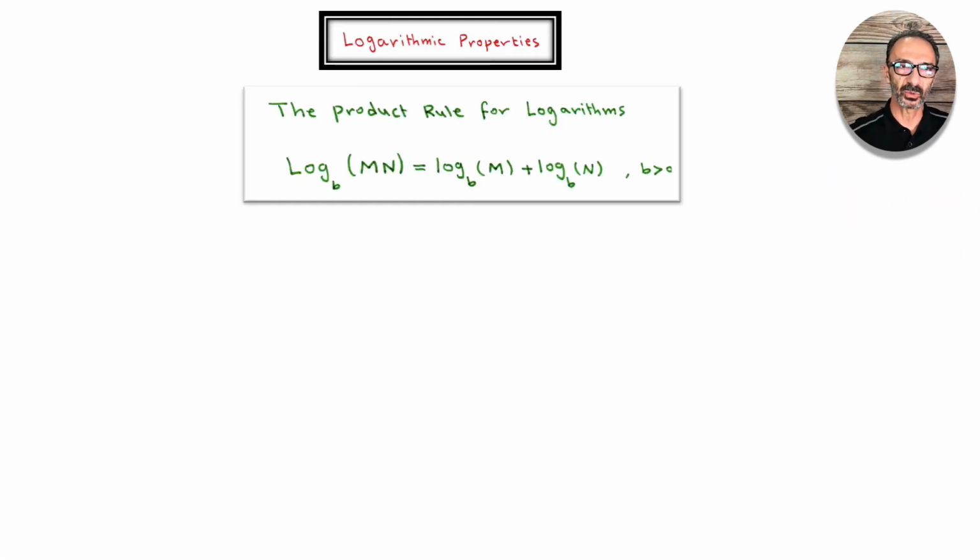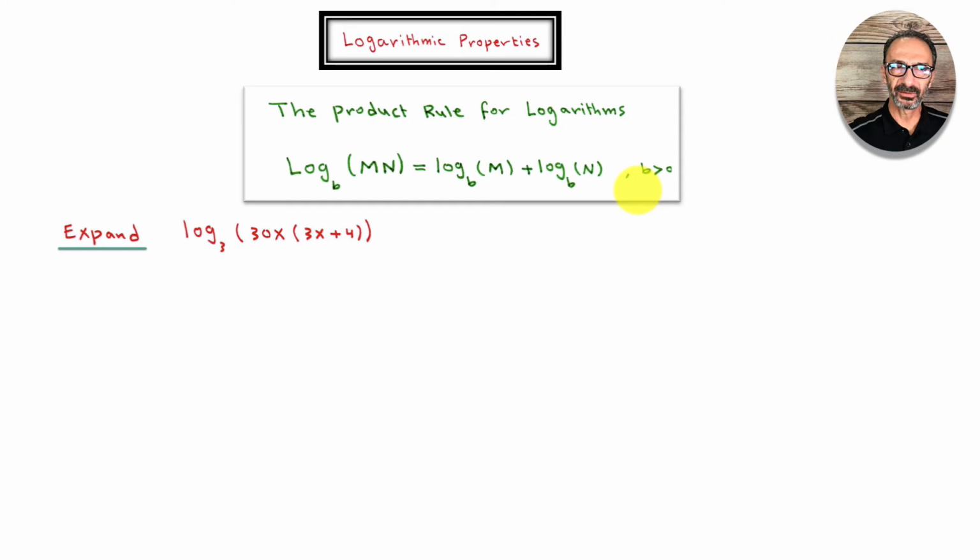Logarithmic properties. The first property is called the product rule for logarithms. Log mn, as a product, m times n, equals the sum of log m and log n. So now I have two logs, one for m and one for n, with the sum in between. These power rules or logarithmic properties are not really hard. They're kind of straightforward. You just need some practice and you'll be fine.